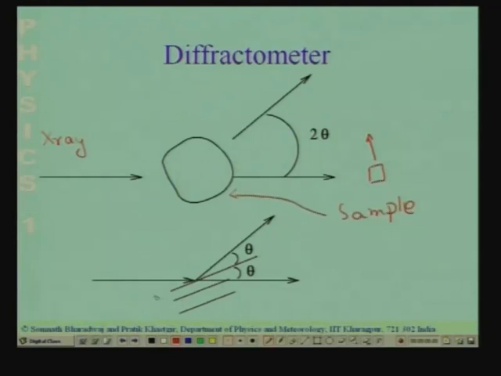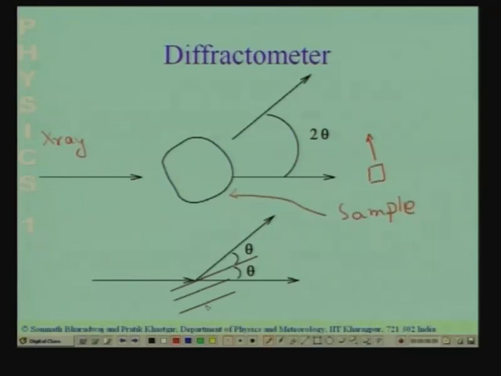So, the X-ray is incident like this, and these are the planes inside the crystal which is a part of the sample. Now, if the planes are oriented like this, then this grazing angle is theta, which is also the angle over here, and the reflected grazing angle over here is also theta. So, you can identify the angle of the scattered X-ray with reference to the incident X-ray as being twice theta, where theta is the grazing angle with respect to the plane.